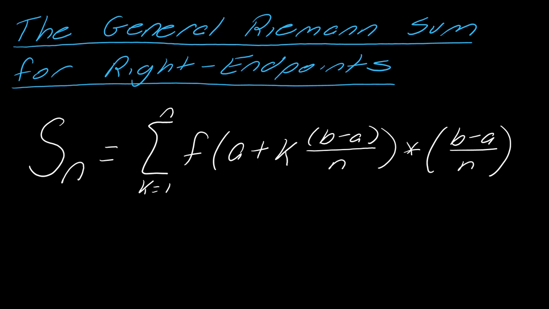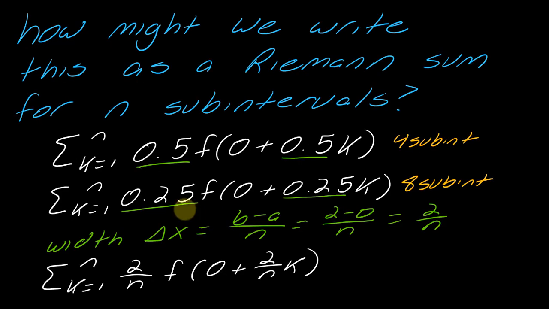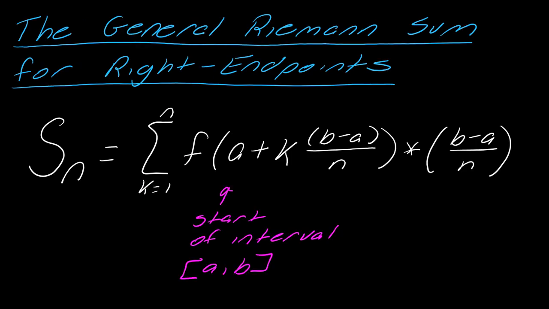So notice, this is the start. This a is the start of the interval, right? So that comes from that a to b. And that's exactly what we did in our formula back here, right? In the whole example we were working with, I started at 0. So we still have that idea of this starting spot. And then here I've got my width.